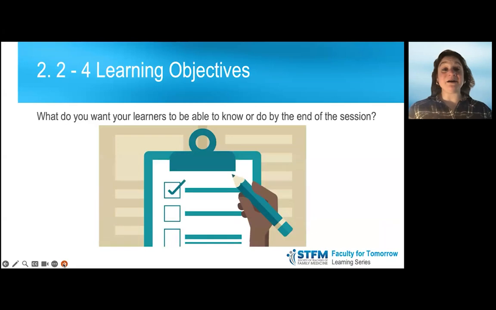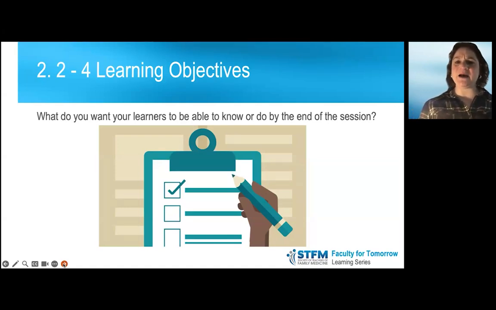The next part of Gagné's 9 instructional events is to develop 2 to 4 learning objectives. Notice that it's 2 to 4. It's not like 5 or 6 or 7. We want to focus on a few things that learners can really take away. The question you're really trying to address is, what do you want your learners to be able to know by the end of the session?